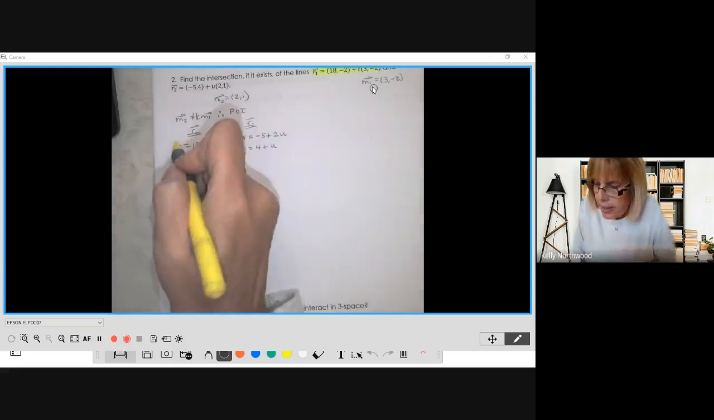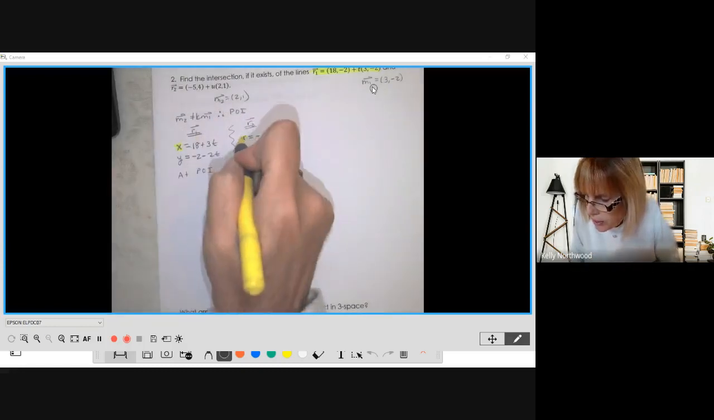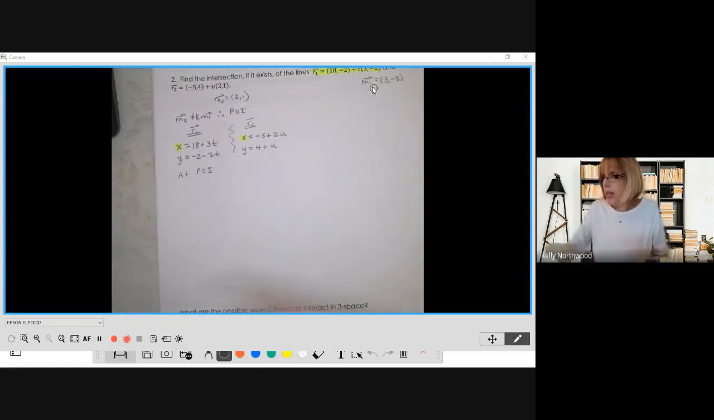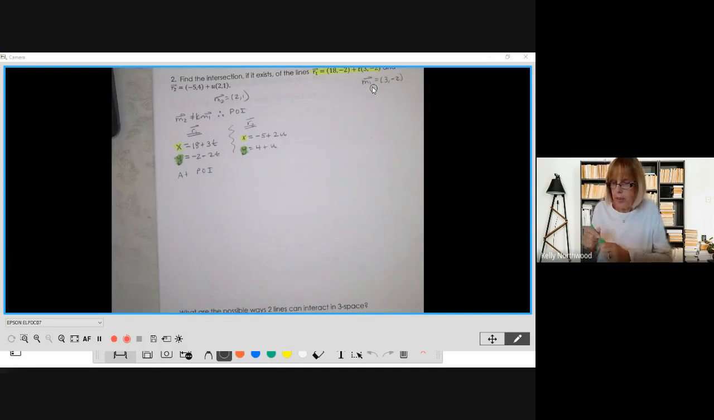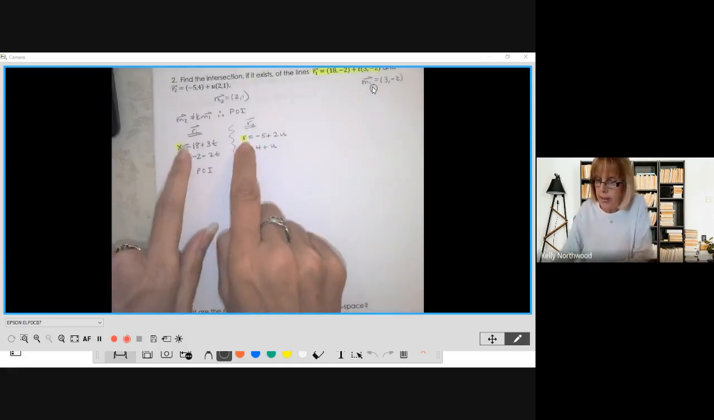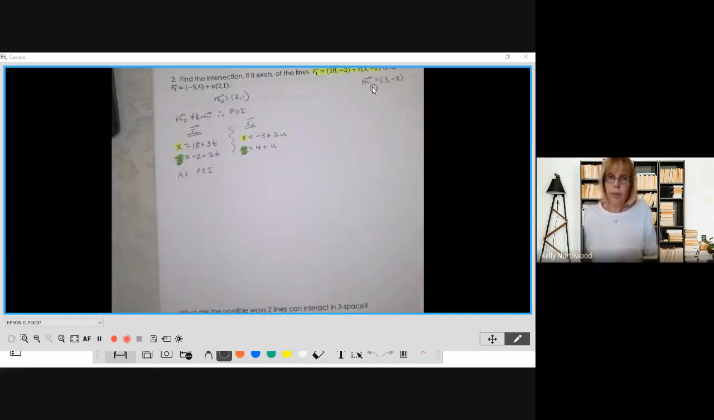do you guys agree that the x values from line 1 and line 2 are going to be the same as each other? And at the intersection, the y values from line 1 and line 2 are going to be equal to each other. So the x's are going to be equal and the y's are going to be equal at the point of intersection.